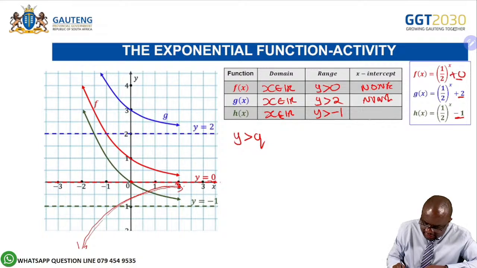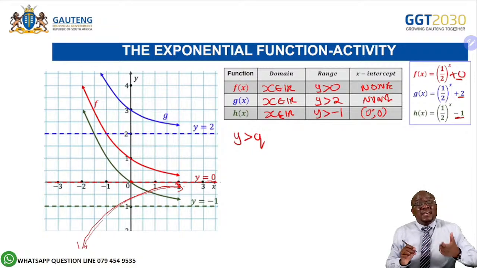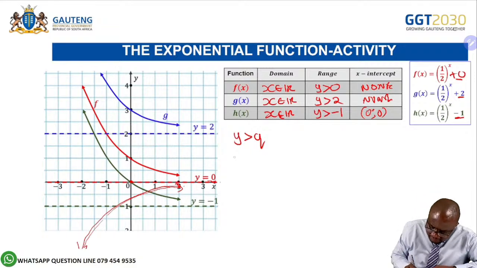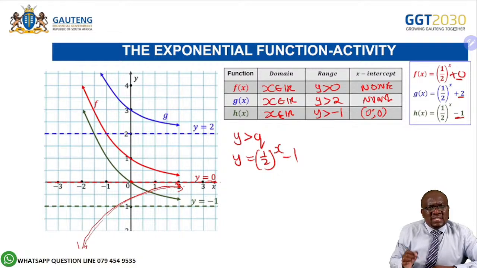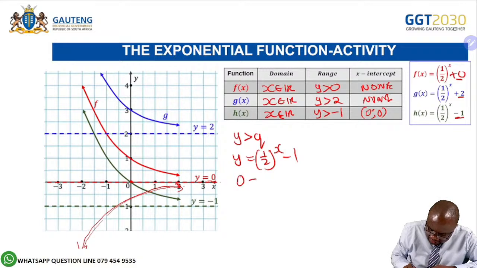And then for the green graph, it is (0, 0). We can also find our x-intercept using algebra here, because y is equal to (1/2)^x minus 1. The x-intercept is when y is equal to 0. So we say 0 is equal to (1/2)^x minus 1.